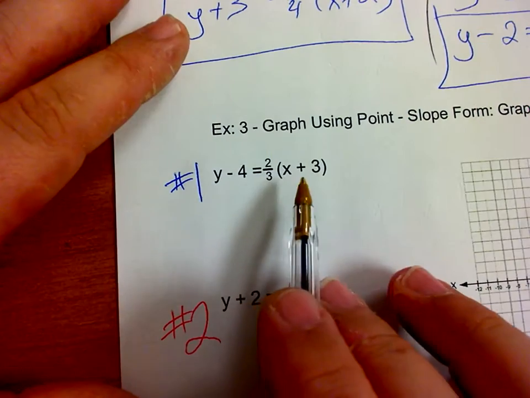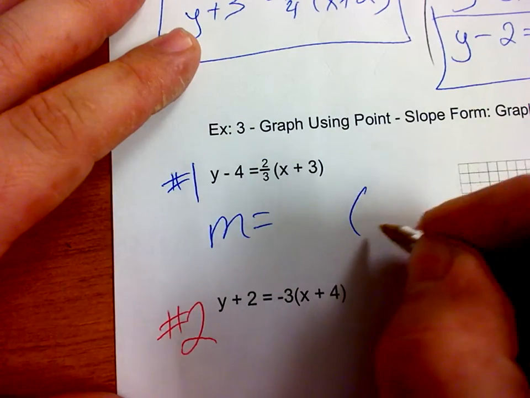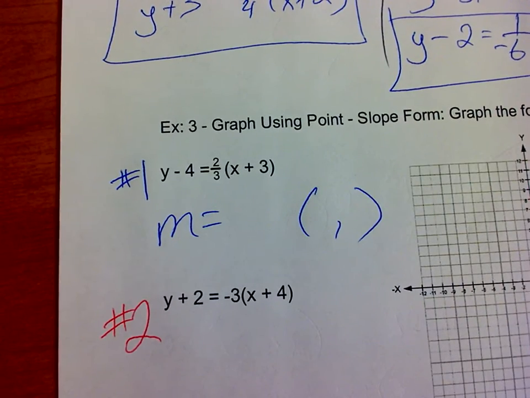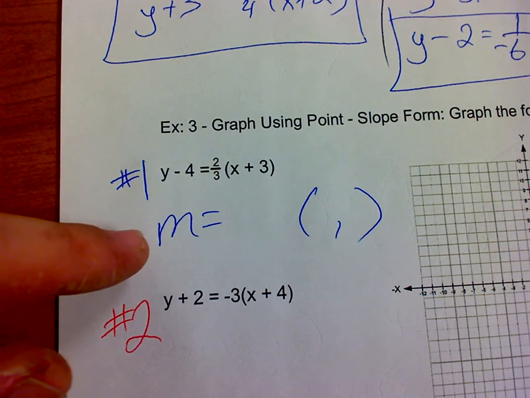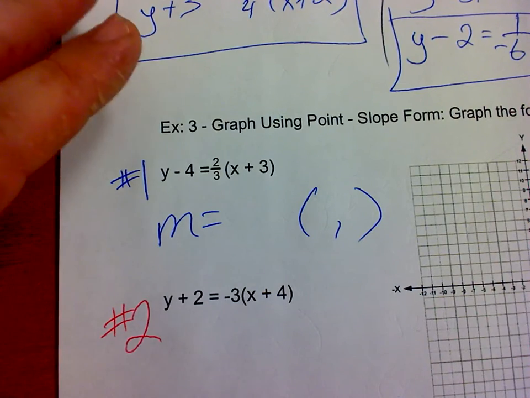Okay, so looking at this right here, there's 2 things we need to find. We're going to need to find the slope, and we're going to need to find the point that they gave us. So if we find the point, we'll know where to plot, where we're going to start. And then when we find the slope, we'll be able to apply that to the point they gave us to keep continuing to plot points and draw our line.